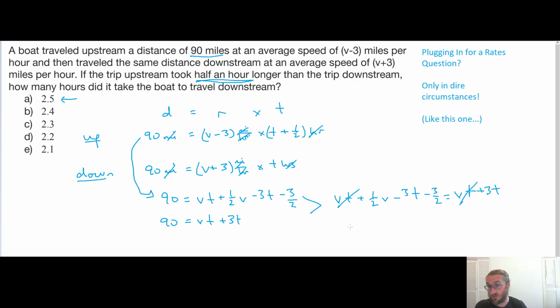Okay. Simplest thing probably is to multiply both sides by 2 at this point. So I get v minus 6t minus 3. I'm just trying to get rid of fractions. I don't like fractions in these. So v minus 6t minus 3 equals 6t.